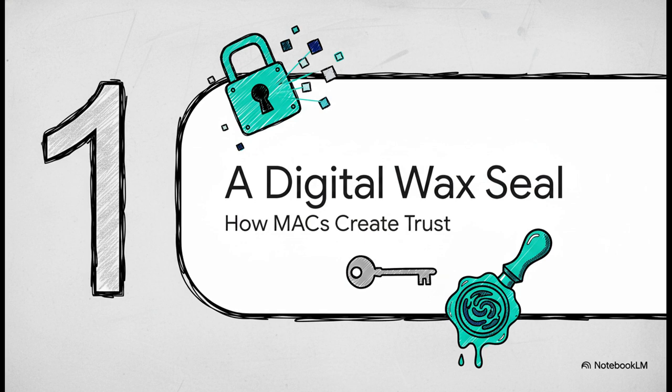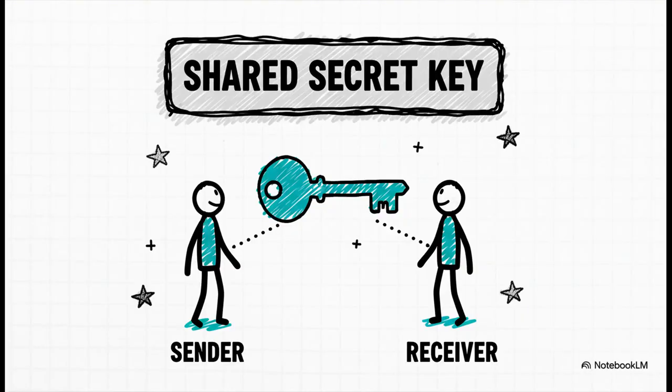Let's break down the core idea behind how these things create that critical bond of trust between a sender and a receiver. The whole system, and this is really the key, hinges on one single thing: a shared secret key. This is a symmetric system, which just means that both the sender and the receiver have to have the exact same secret key before they even start talking. You can think of this key as the unique stamp they're going to press into that digital wax seal.